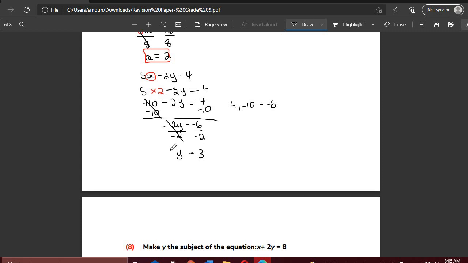So we can say that this is solved because we have the variable on one side of the equation by itself. So our final answer is x is 2 and y is equal to positive 3. And that's basically it.